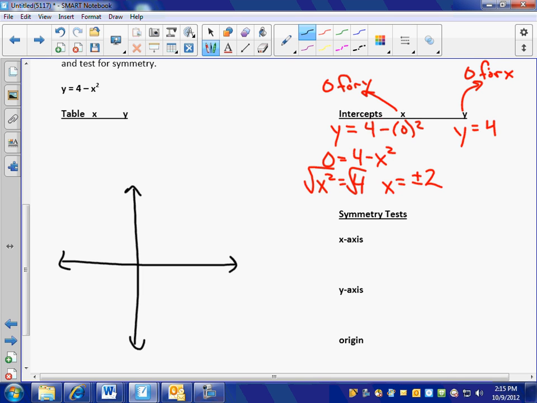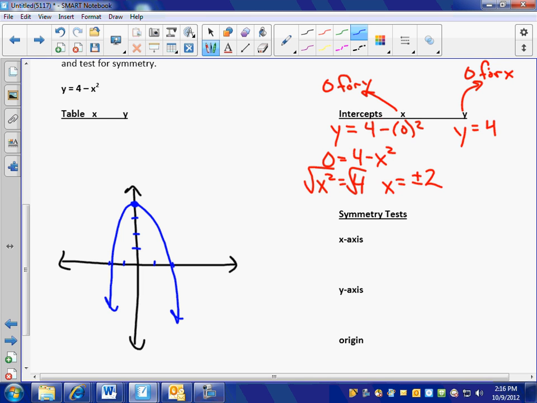Downward parabola. Yeah, it goes down. Its vertex is up at 4. Yeah, so this, and we found the y-intercept. It's at positive 4. And then you have x-intercepts at positive 2 and negative 2. So if I sketch a quick graph of this, you guys should be able to tell me right away.